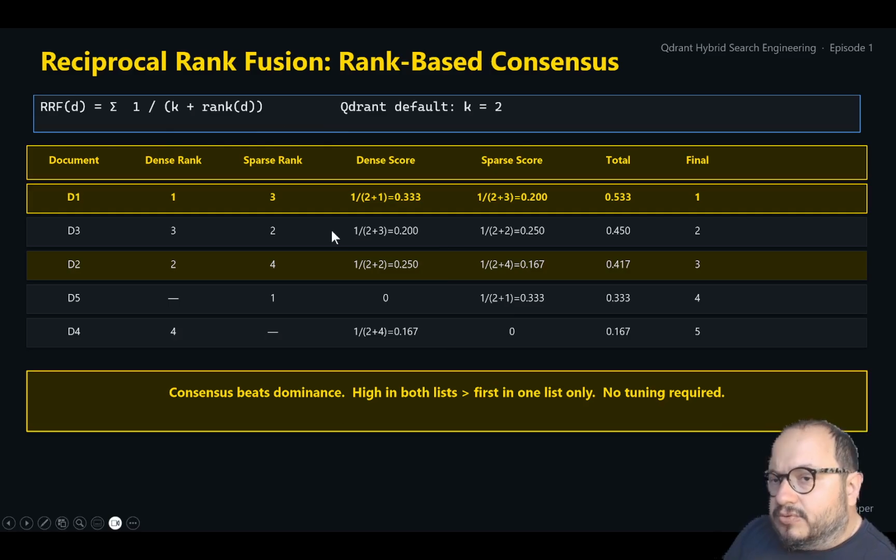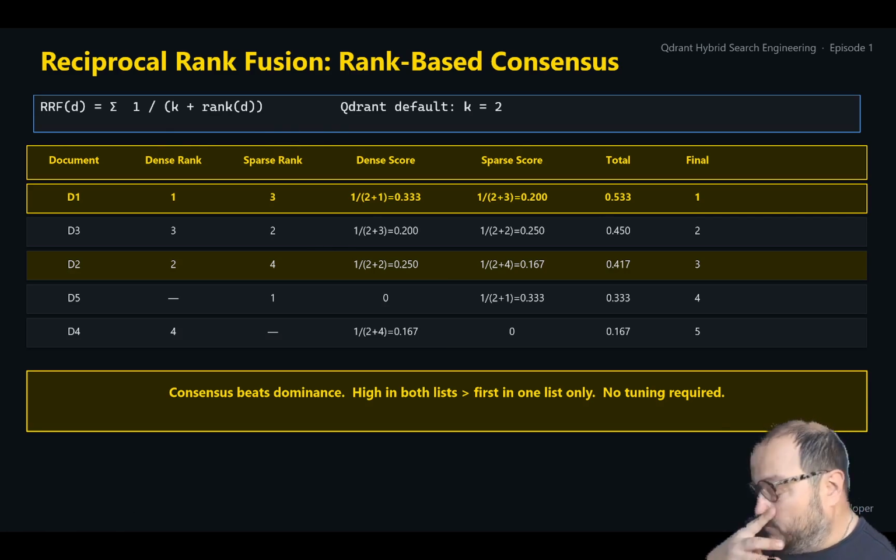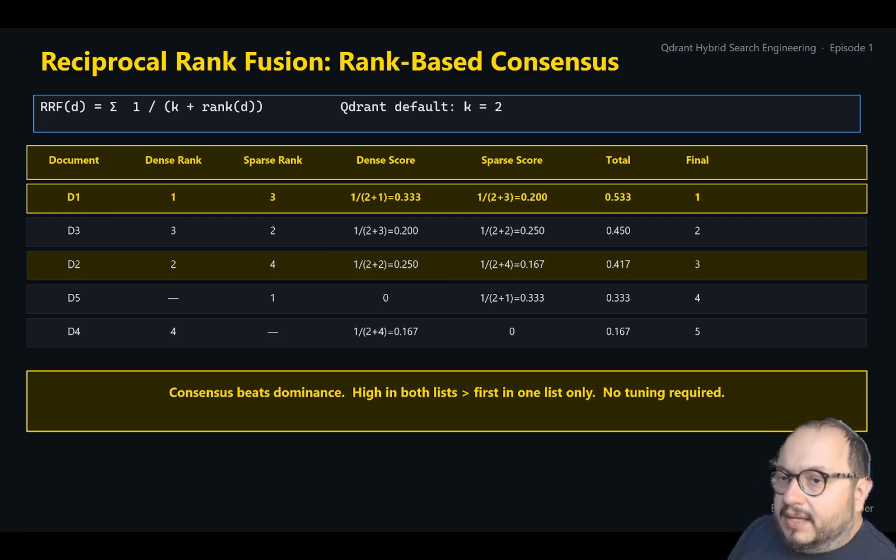Let me walk through a concrete example. Say the dense search ranks document 1 first, and document 3 third. The sparse search ranks document 5 first, and document 1 third. Document 1's RRF score is 1 divided by 2 plus 1, plus 1 divided by 2 plus 3. That is 0.33 plus 0.20. Total 0.53. Document 5 only appears in one list, so it scores only 0.33.